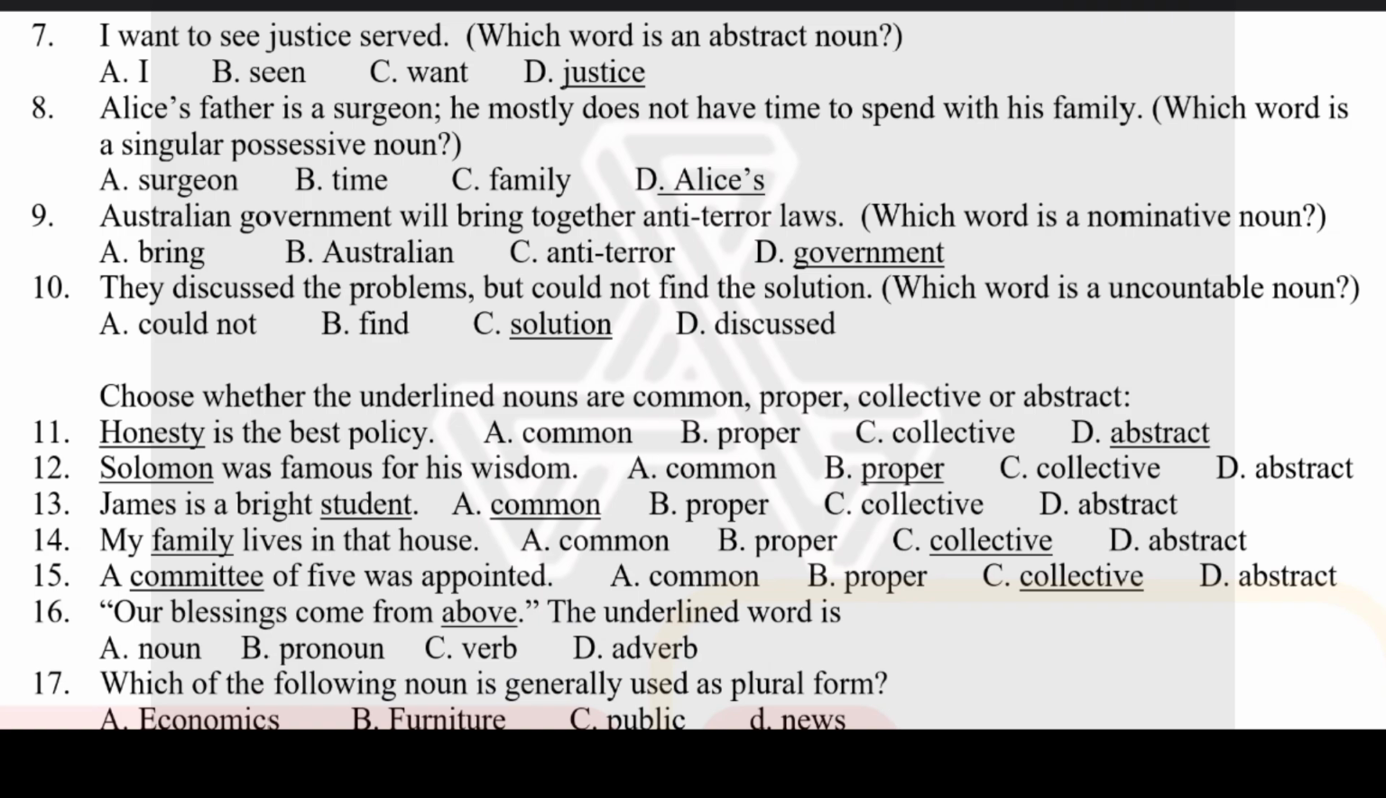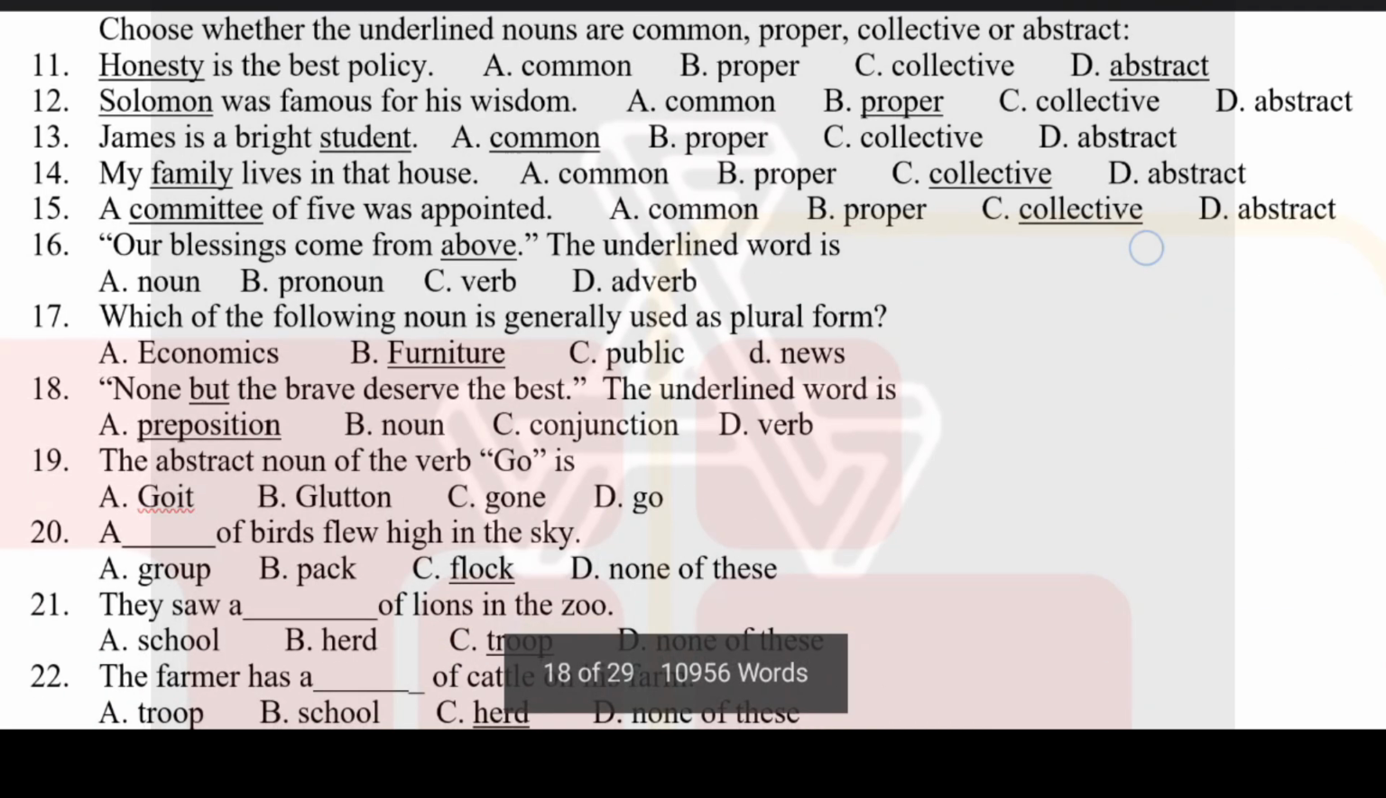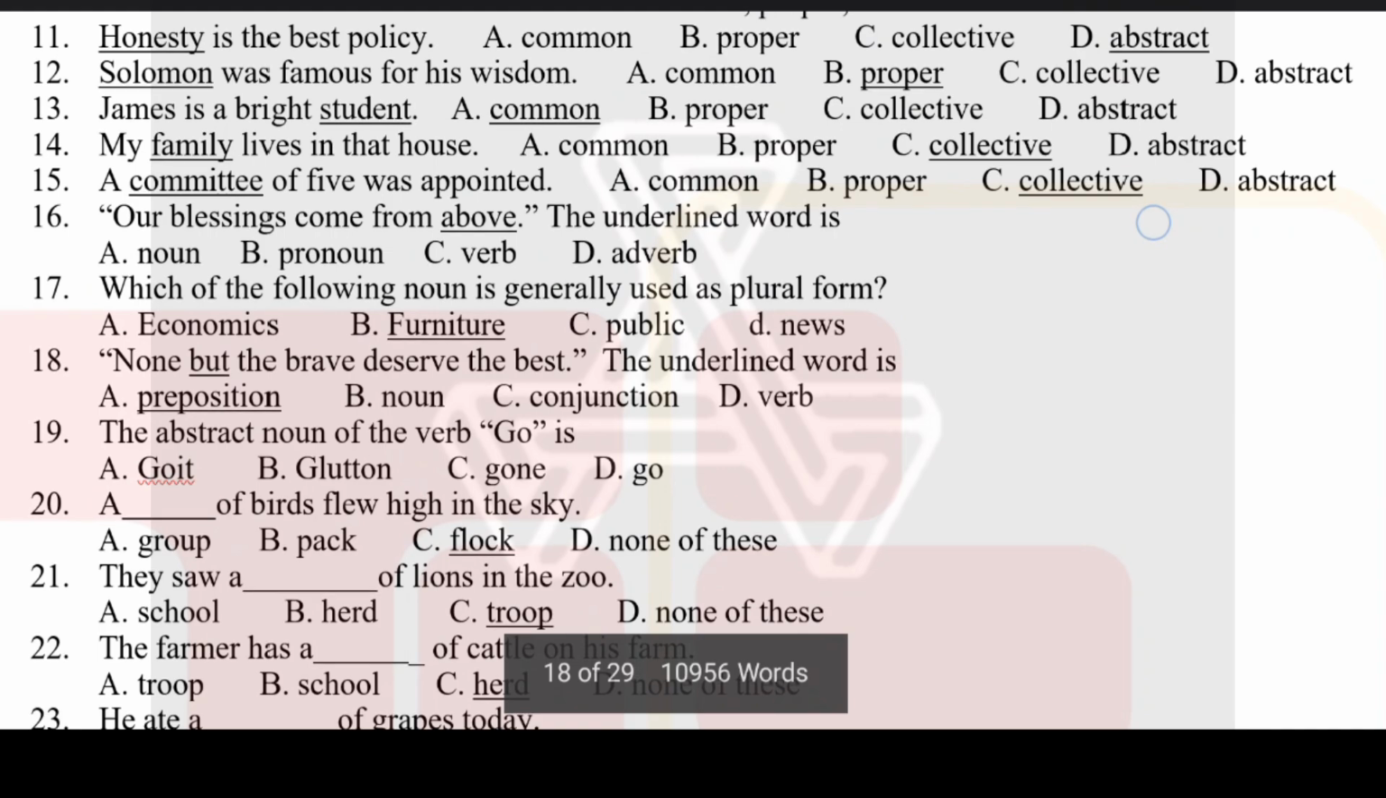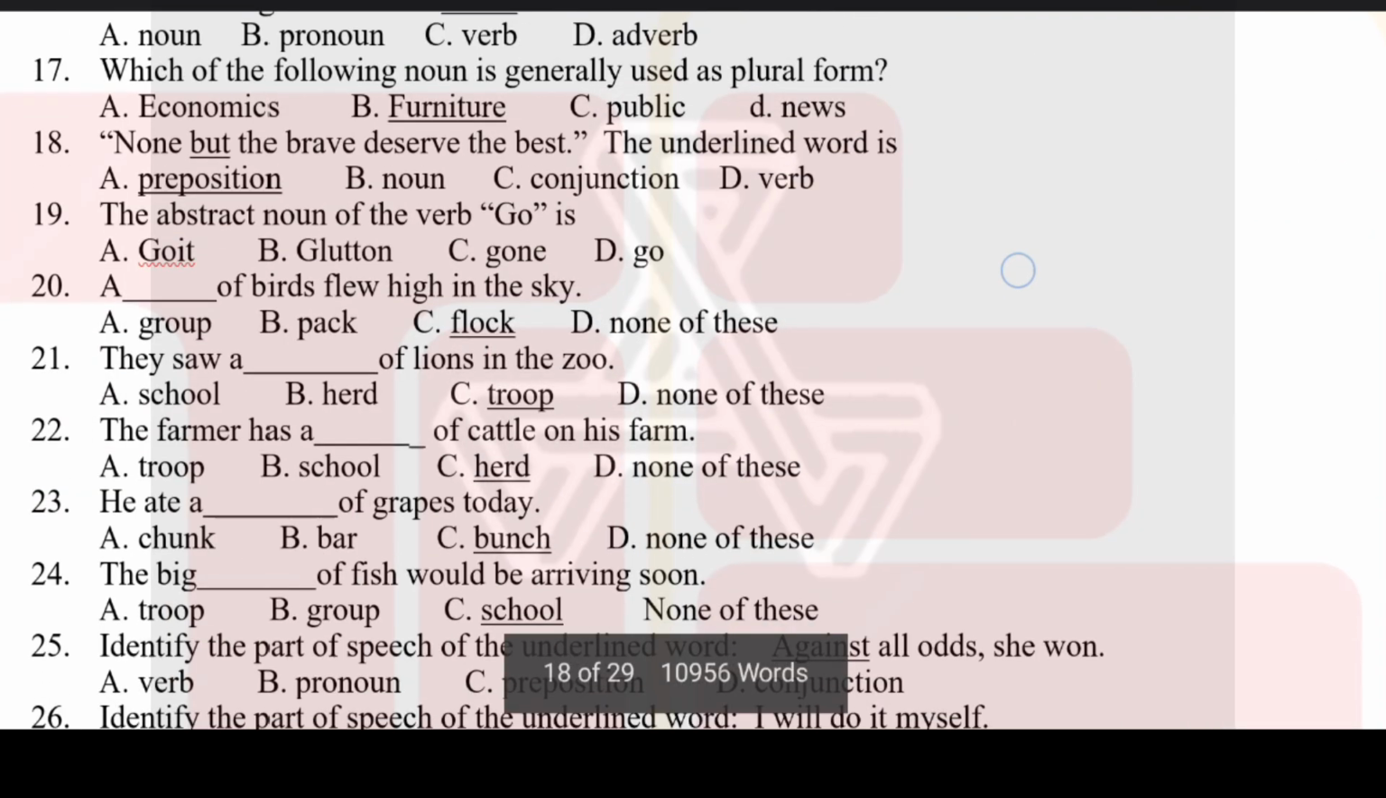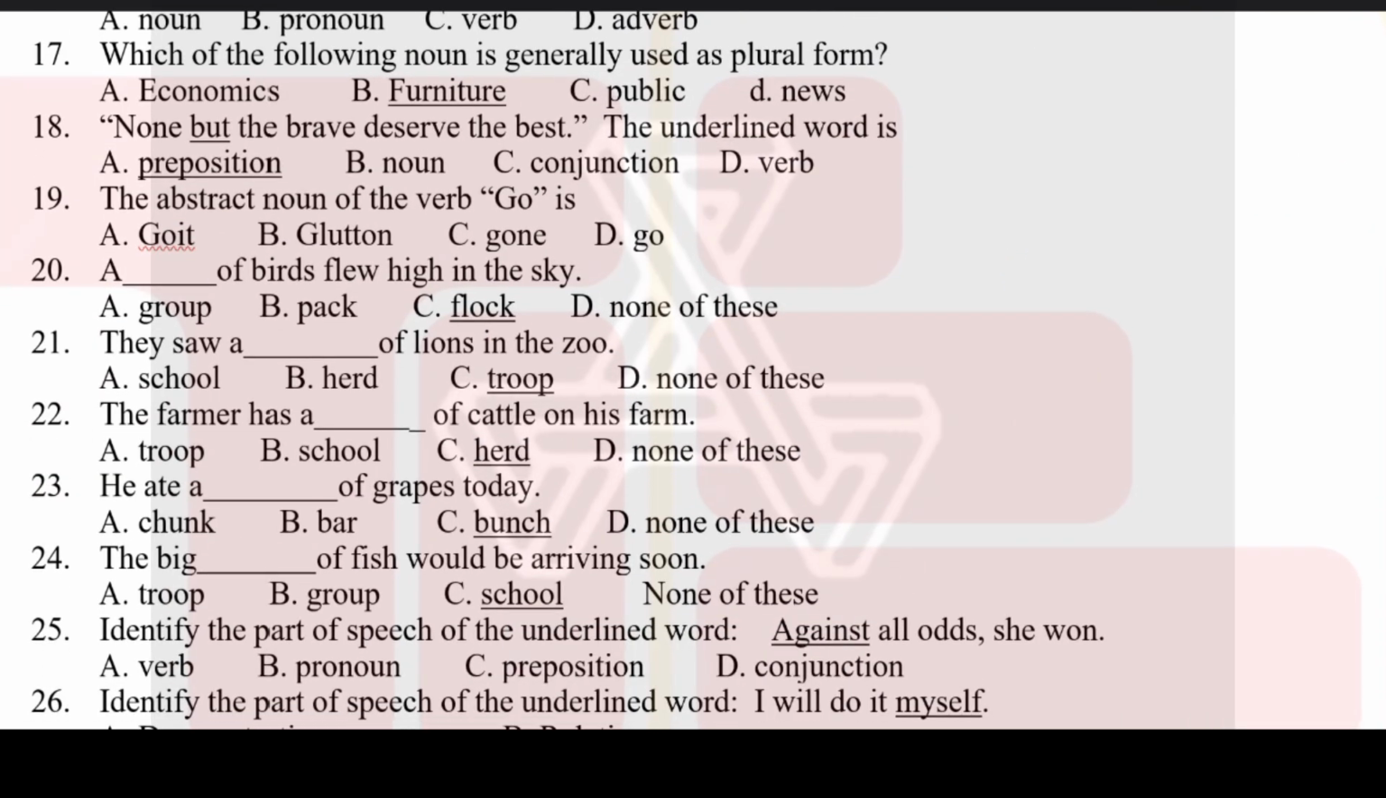Which of the following is generally used as plural form? Economics, furniture, public, news, furniture. None but the brave deserve the best. But. Preposition. The abstract noun of the verb go is gone.